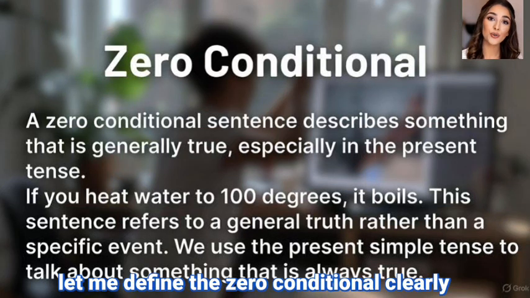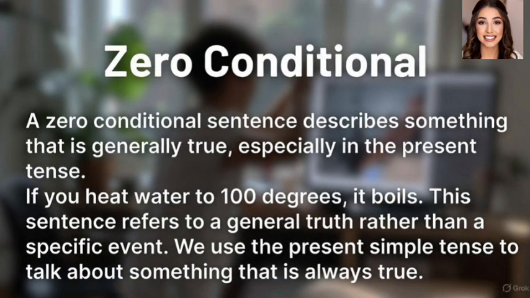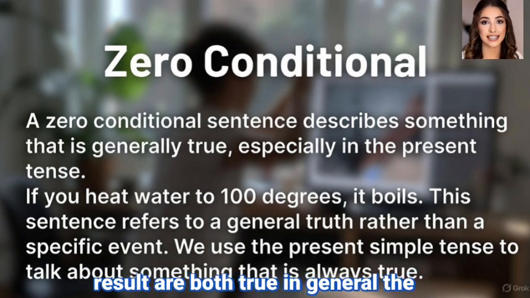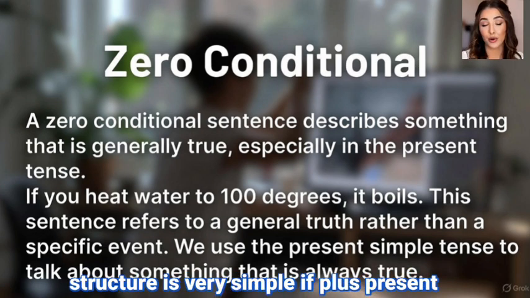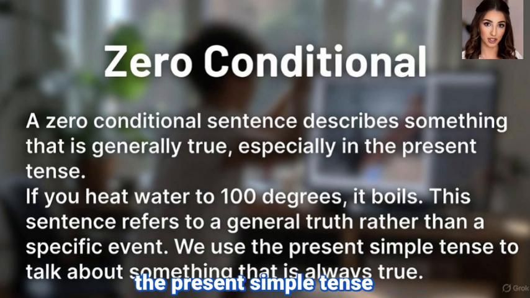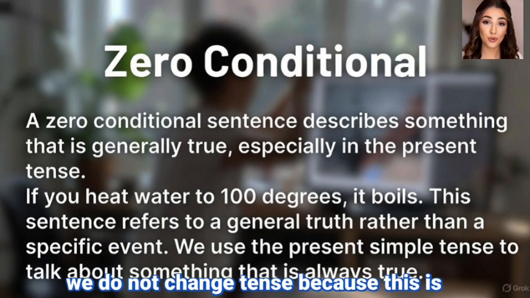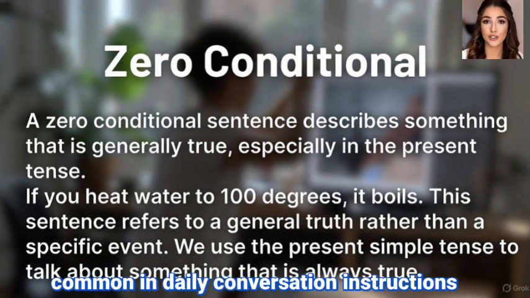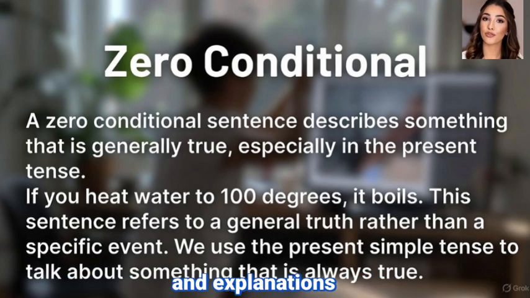Let me define the zero conditional clearly. We use it when the condition and the result are both true in general. The structure is very simple. If plus present simple, comma, present simple. Both parts use the present simple tense. We do not change tense because this is about reality, not time. This structure is common in daily conversation, instructions, and explanations.